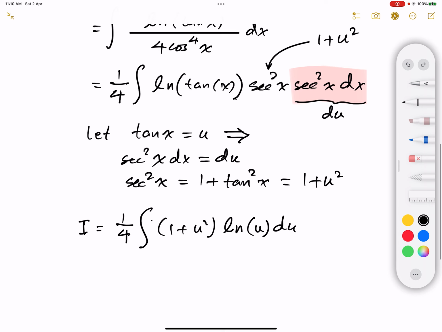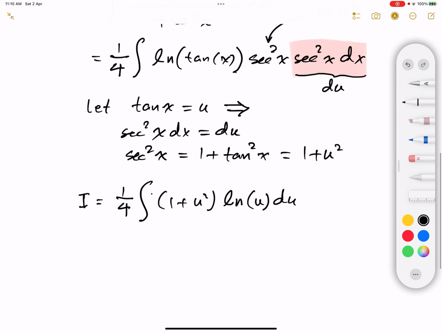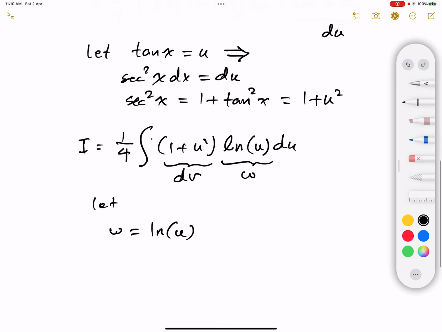Now, when we see a natural logarithm multiplied by a polynomial, one of the first ideas that comes to mind is basically integration by parts. So that's what we're gonna do here. We're gonna assume that this is the differentiable part, let's call that w, and the rest with the du is the dv part. So let w equal the natural logarithm of u, and that gives us the derivative dw, which is du divided by u.